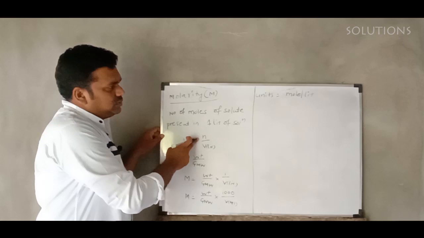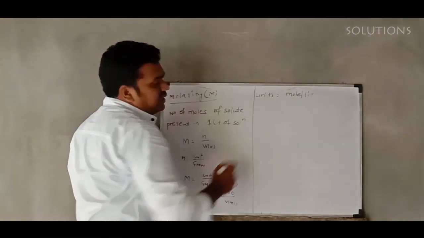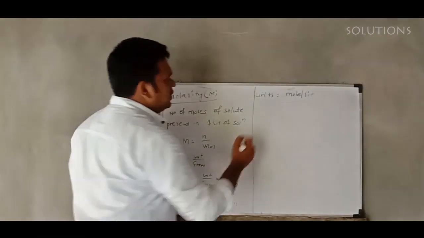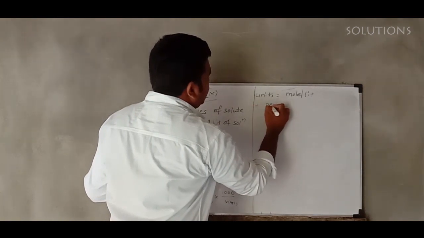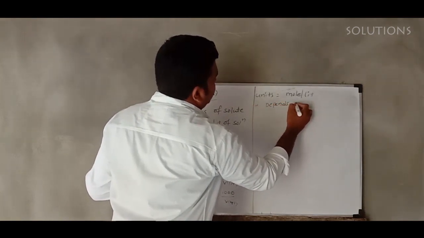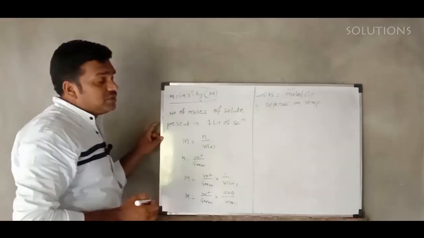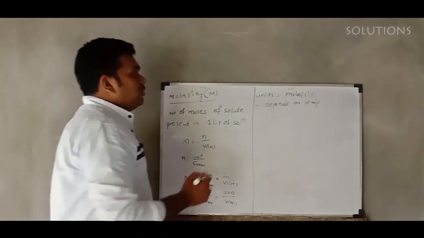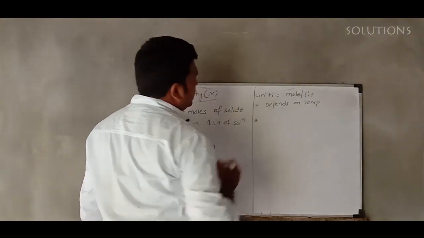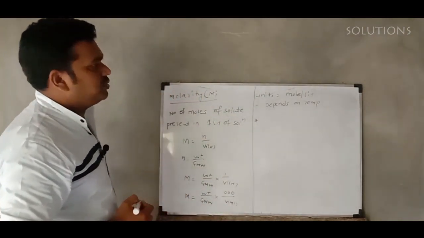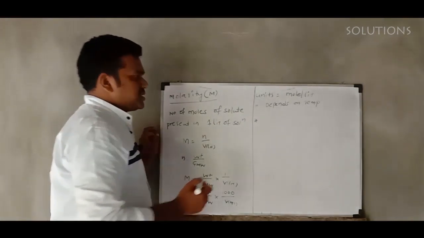Here, what is mole? What is V? Volume. So you can write here mole per liter. You can write one more point also: it depends on temperature. Molarity depends on which one? Temperature only.